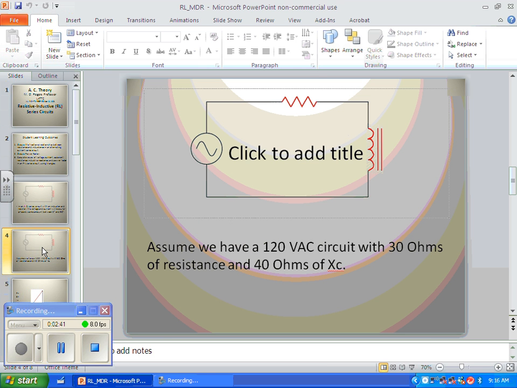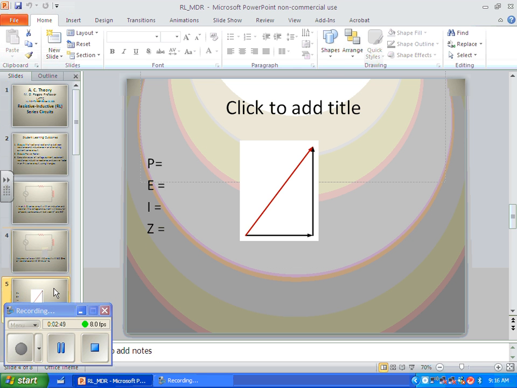So let's assume that we have 120 volt AC, and we're going to assume we have 30 ohms of pure resistance, and we're going to have 40 ohms of X sub L, inductive reactance.